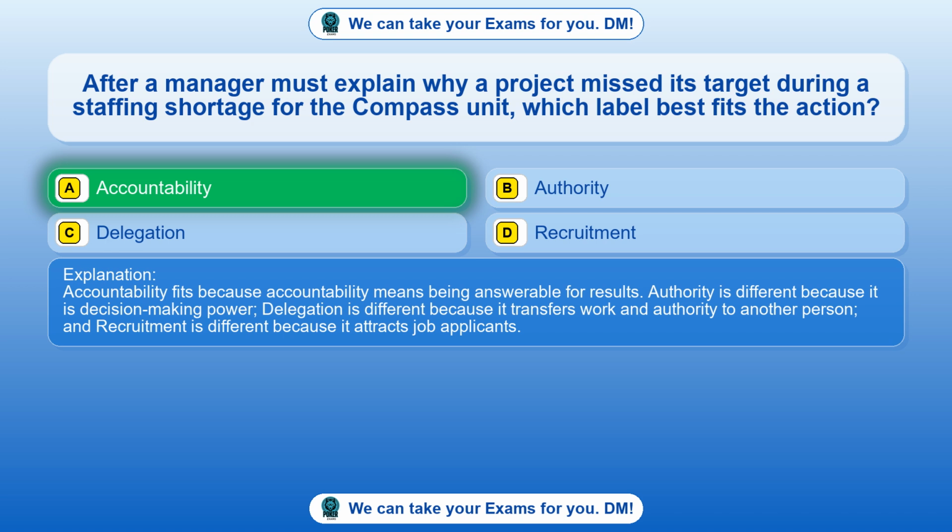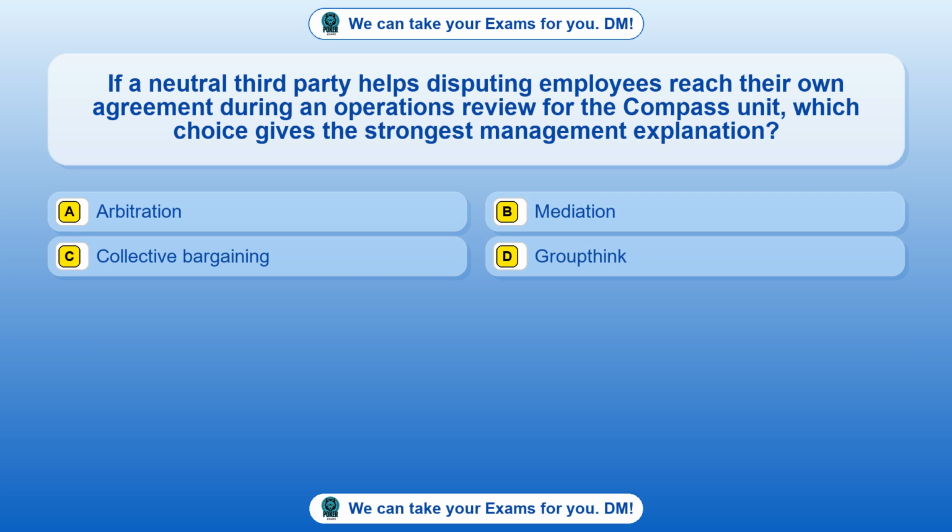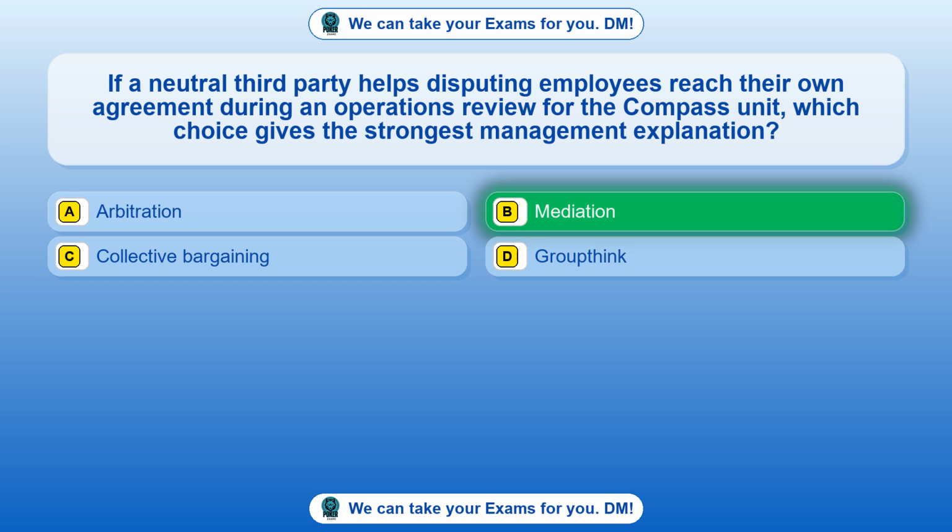Question 75. If a neutral third party helps disputing employees reach their own agreement during an operations review for the compass unit, which choice gives the strongest management explanation? Option A, arbitration. Option B, mediation. Option C, collective bargaining. Option D, groupthink. The correct answer is option B, mediation.